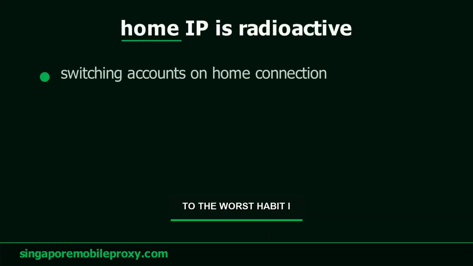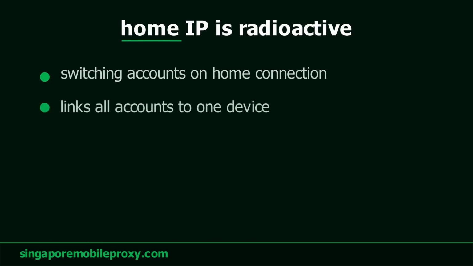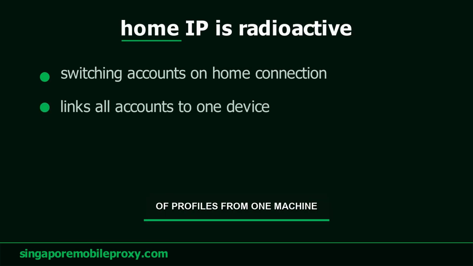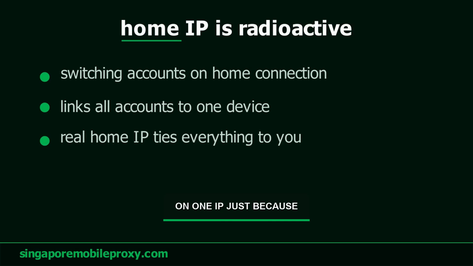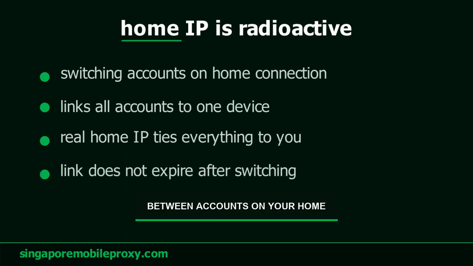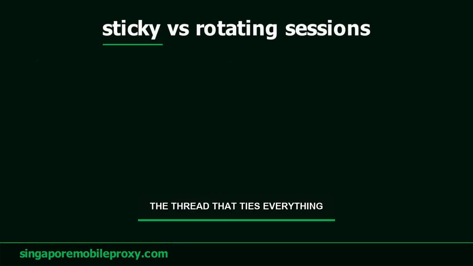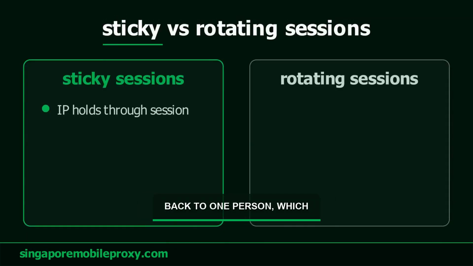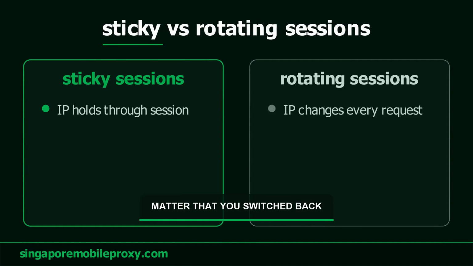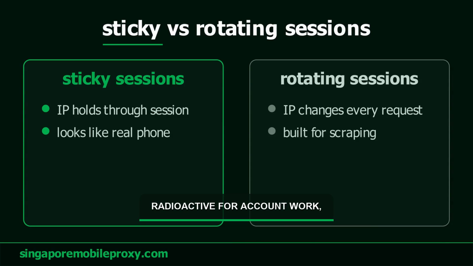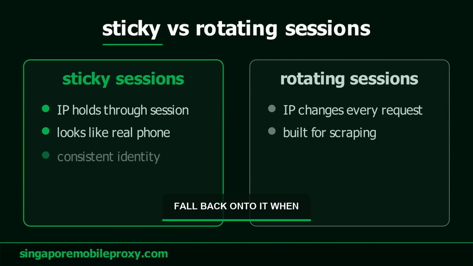Which brings me to the worst habit I see, and it is a one-click mistake. Do not log into dozens of profiles from one machine on one IP just because it is convenient at the end of a long day. That single afternoon of switching between accounts on your home connection links every account you touch to one device and one address. Your real home IP is the thread that ties everything back to one person, which is you. It does not matter that you switched back to the proxies the next day, because the link does not expire. Treat your real connection as radioactive for account work, and never let an account fall back onto it when a proxy drops.